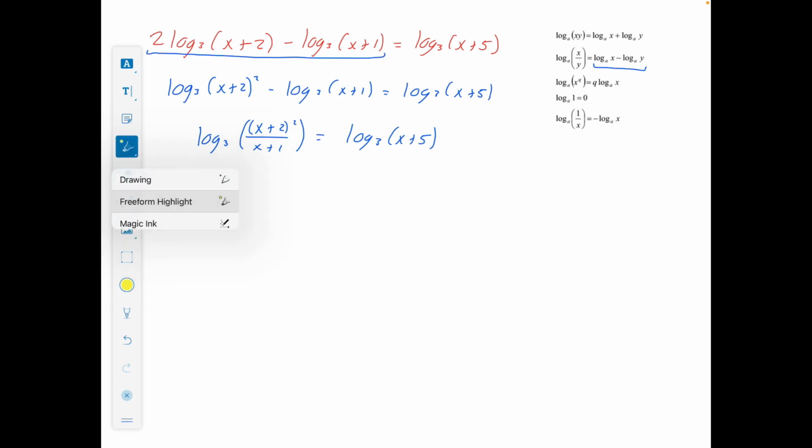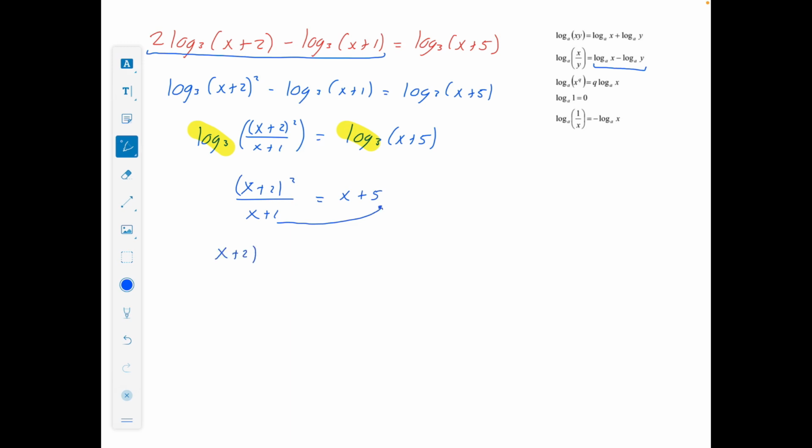Now, once you get to this stage, if you have logs with the same bases at either side of the equal to sign, you can get rid of them. We're just going to equate the bits after the logs. So you will have (x+2)² over x+1 is equal to x+5. I don't like that fraction, so I'm going to bring it over to the other side, where it multiplies. So we have (x+2)² is equal to (x+5) multiplied by (x+1). I'm going to multiply things out here.